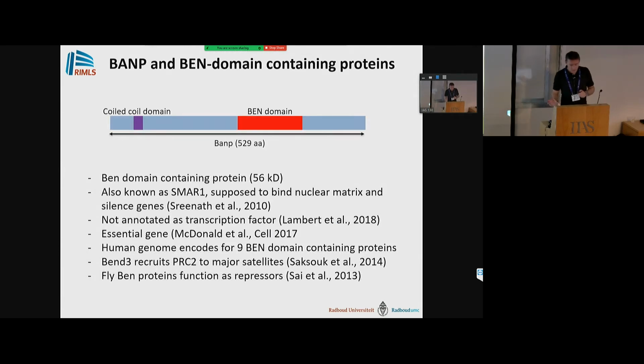We were still confused because I summarize here a little bit the knowledge that is known about this protein. So it's a BEN domain containing protein. It's in the center of the protein. It's a small or average sized protein. It's also known as SMAR1, supposed to bind to the nuclear matrix and silence genes. It's not annotated as a transcription factor. It's an essential gene, so you cannot live without it. BEND3, which is the family member of this, recruits PRC2 to major satellites and fly BEN proteins function as repressors.